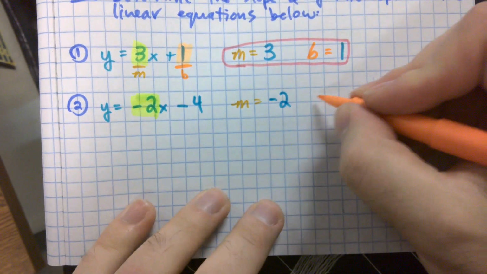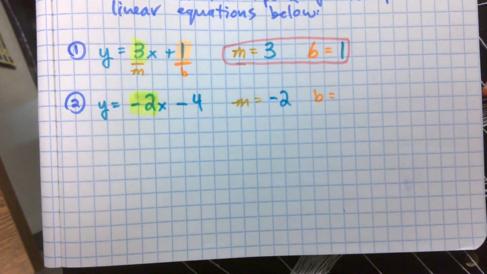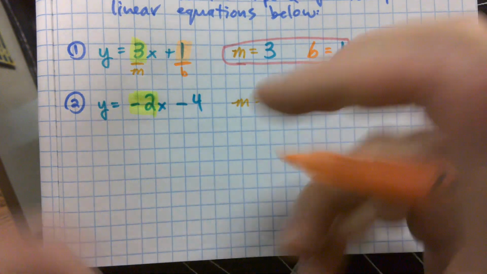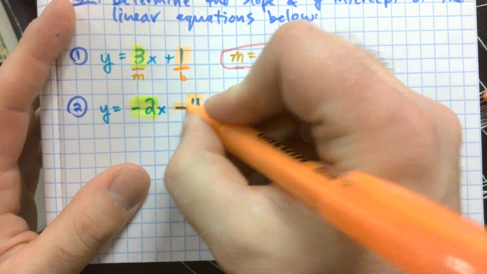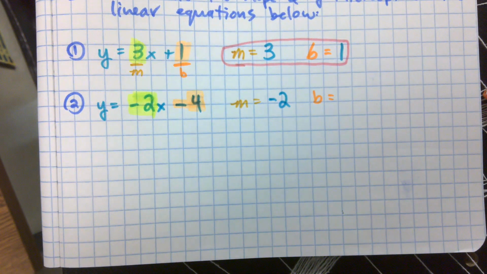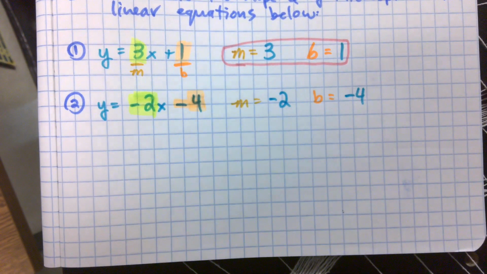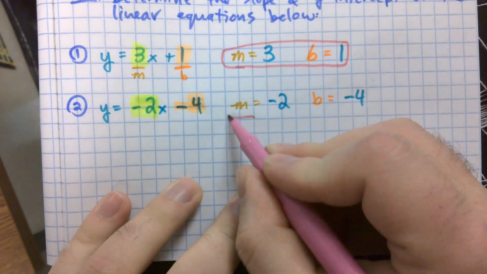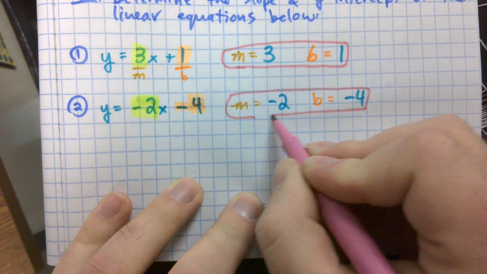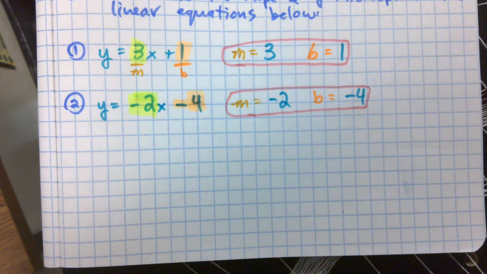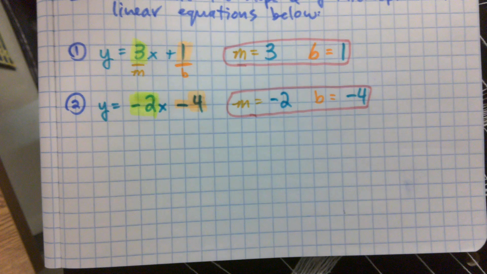Anyone want to take a guess at what my b would be equal to here? Negative 4. Good. B is equal to negative 4.